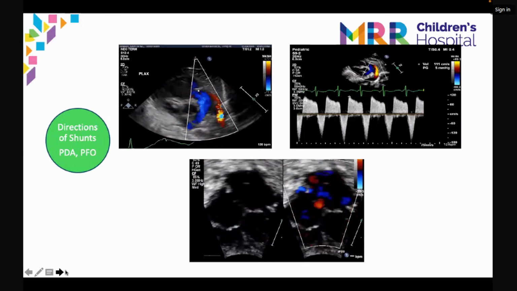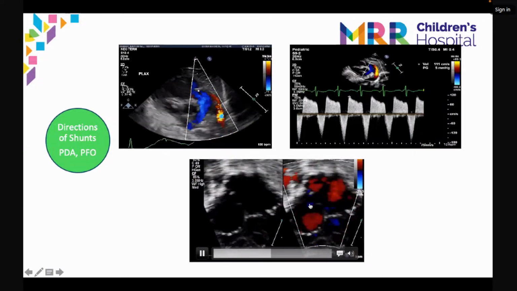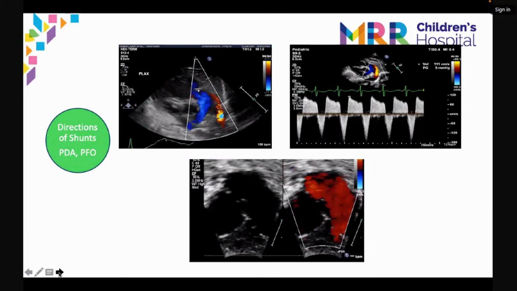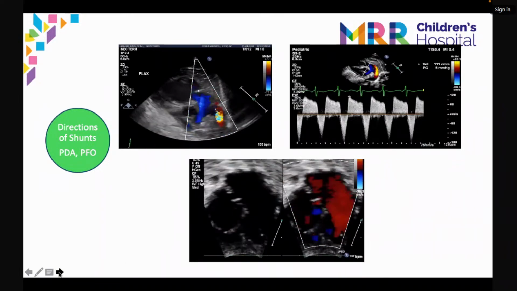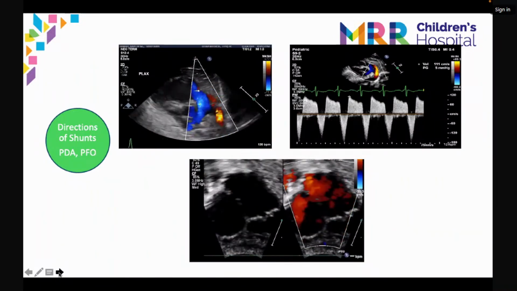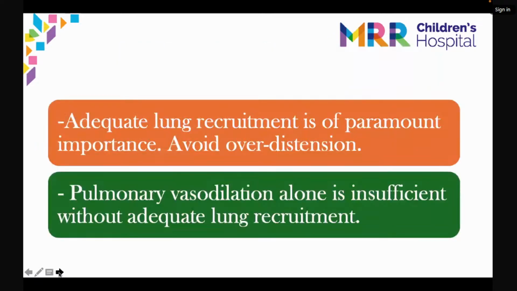And in this view, which is a subcostal two-chamber view, you can make out that there is a bidirectional shunt at the PFO level also. So these are some of the images which will tell you that this child has PAH. There is significant TR. There is interventricular flattening, and then you go ahead and treat. So prime importance, first, recruit your lungs well. Adequate lung recruitment is of paramount importance. Avoid over-distension. Then you start pulmonary vasodilation.